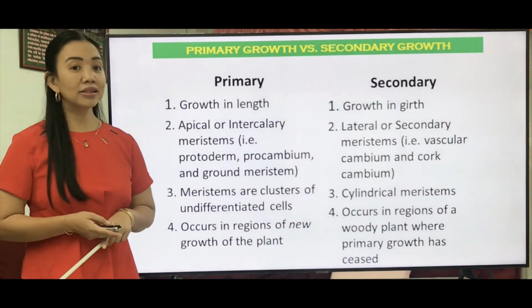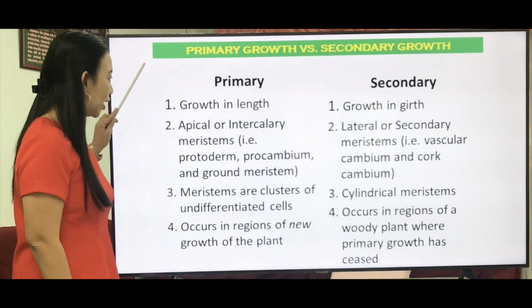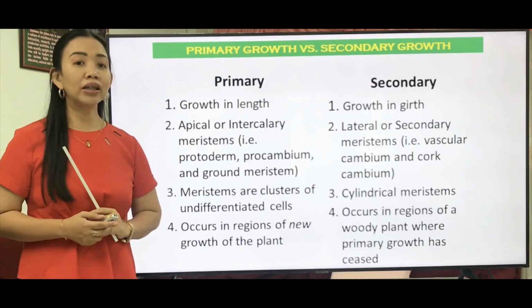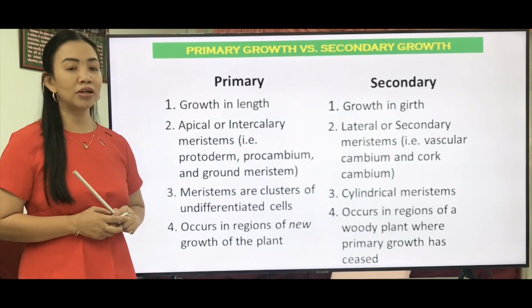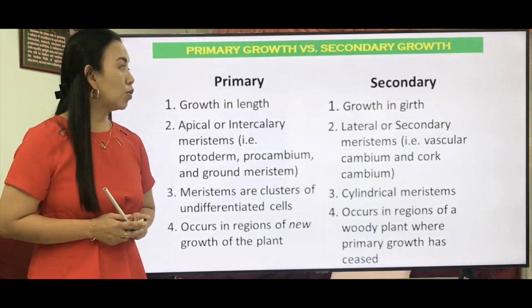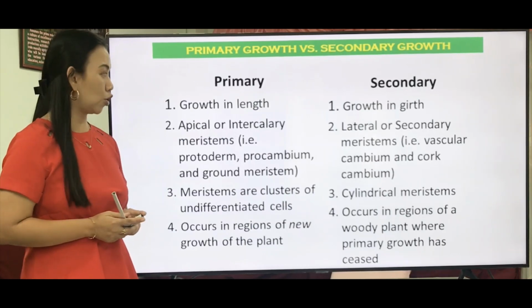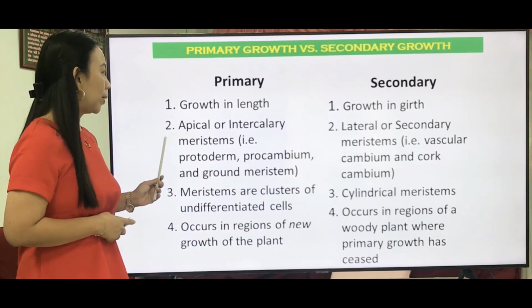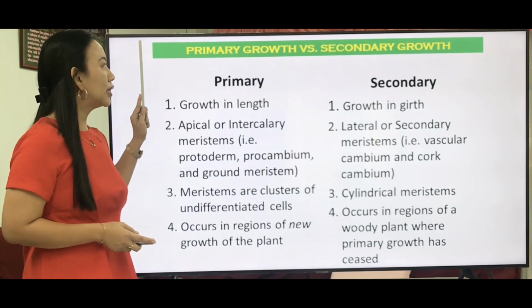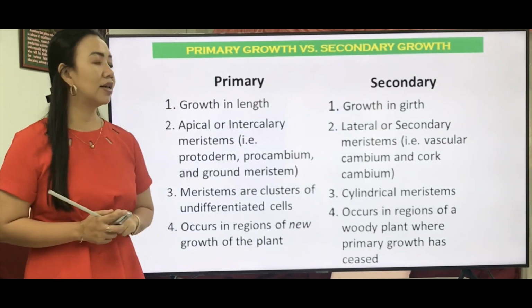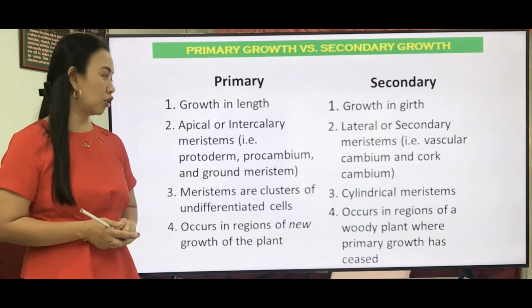And to summarize the differences between the primary and the secondary growth, we have this slide. Again, when we say growth in length, it is always the primary growth, the function of the primary meristematic tissues. And when we say growth in girth or diameter, it is the secondary growth. The apical and the intercalary meristems compose the meristems for the primary growth, whereas the lateral or the secondary meristems are involved in the secondary growth.